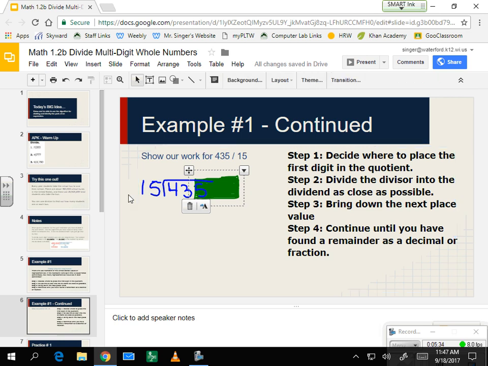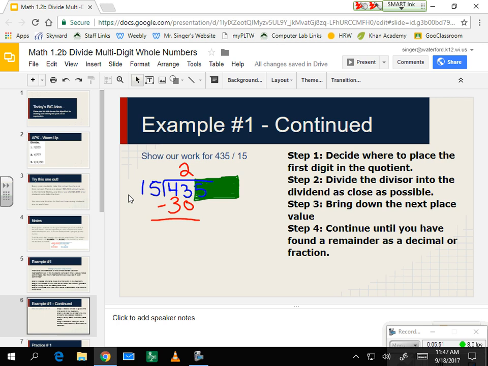Can 15 and 43 work together? And the answer is yes. 15 goes into 43 twice because 15 times 2 is 30. Now as you're looking at it, you're dealing with much smaller numbers. You're just doing them in small chunks.